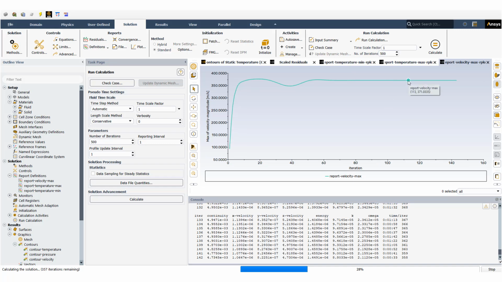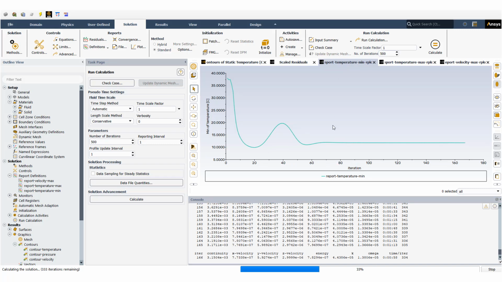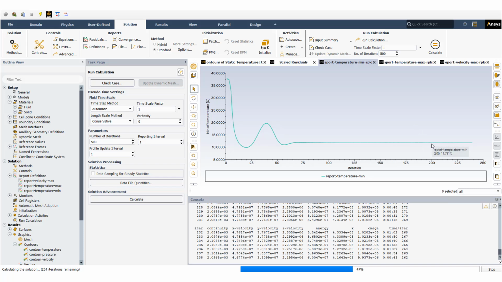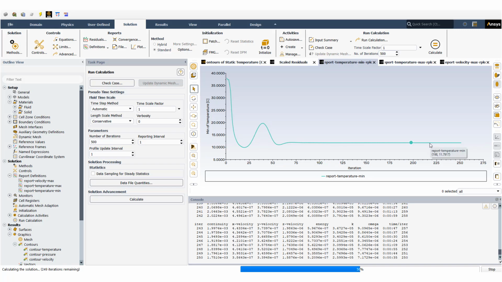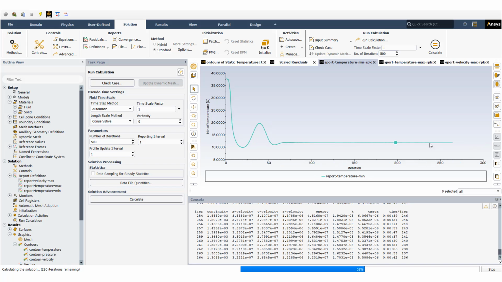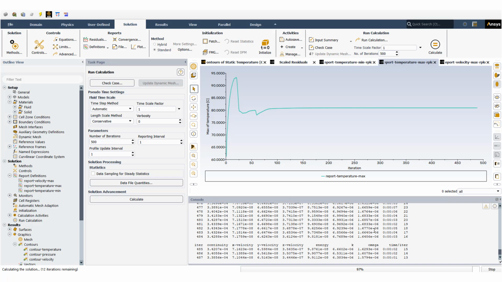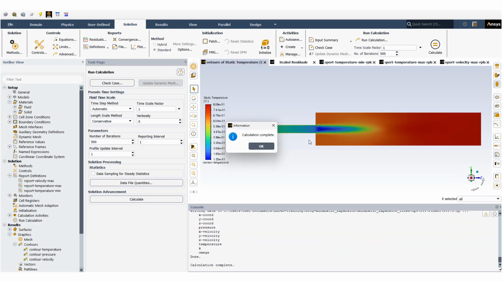And still the velocity, you can see that it is 370 something. So let's check the minimum temperature because we are looking for the cooling. Almost 11 or 12 degrees Celsius. I'll be back to you when the solution is done. Okay, above 95%, almost done, 100% of the solution.